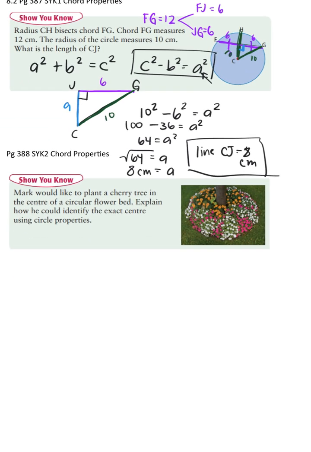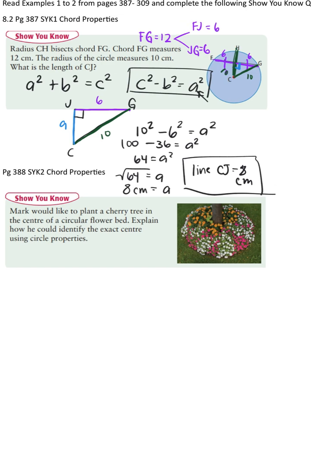Taking a look at the second Show You Know from 10.2. In this question, we're being told that Mark would like to plant a cherry tree in the center of a circular flower bed. Explain how he could identify the exact center using circle properties. So how is it, using chord and circle properties, that we can determine the center?